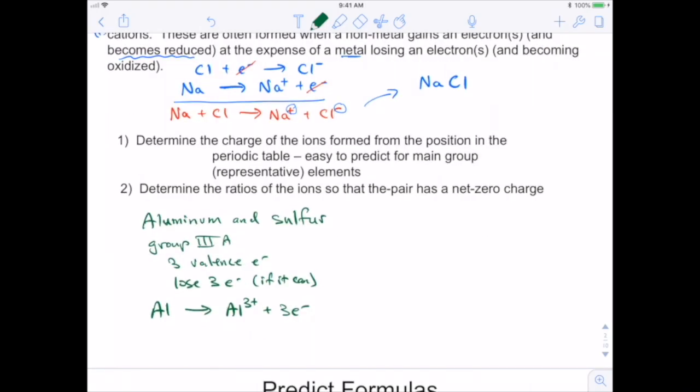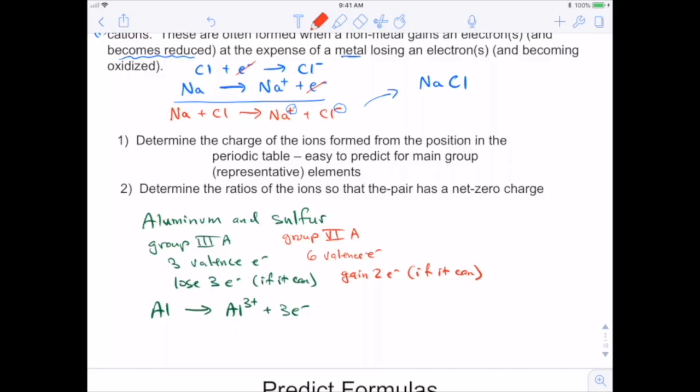Now take a look at sulfur. Sulfur is in group 6A. It has 6 valence electrons. If it can, it actually will gain 2 electrons, again, if it can, to fill its octet in its current period and pick up the electron configuration of its nearest noble gas, which in this case would be argon. So for aluminum, it's easier to lose 3 than it is to pick up 5. And for sulfur, it's easier to just pick up 2 more than it is to lose those 6. Again, with the goal of being in its most stable electron configuration, that being of its nearest noble gas.